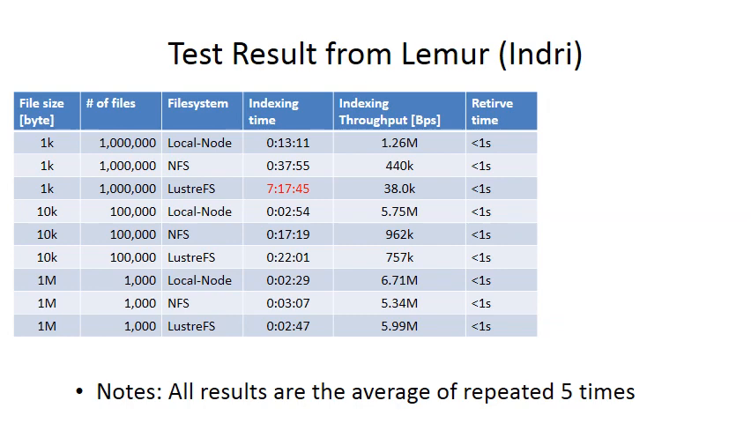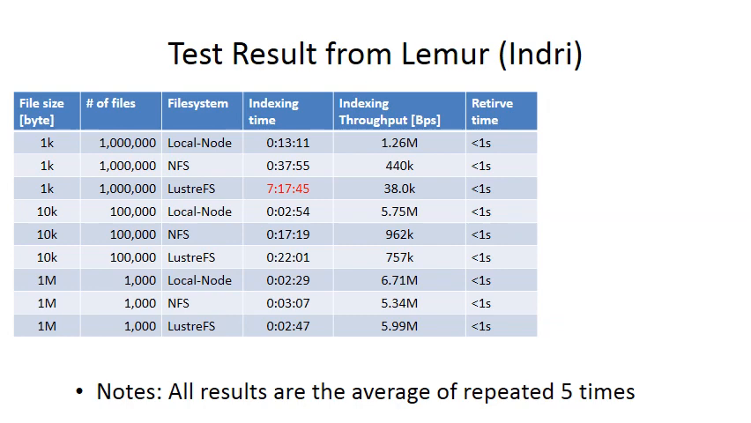You can see the indexing when you go to the 1 meg file is pretty fast. It's like a few minutes. When you go to a 10K file size, the indexing time increases a lot, except on the local node. And when it goes to the 1 kilobyte file size, 1 million files, you can see that the worst case in the Lustre file system takes 7 hours to index all these files.